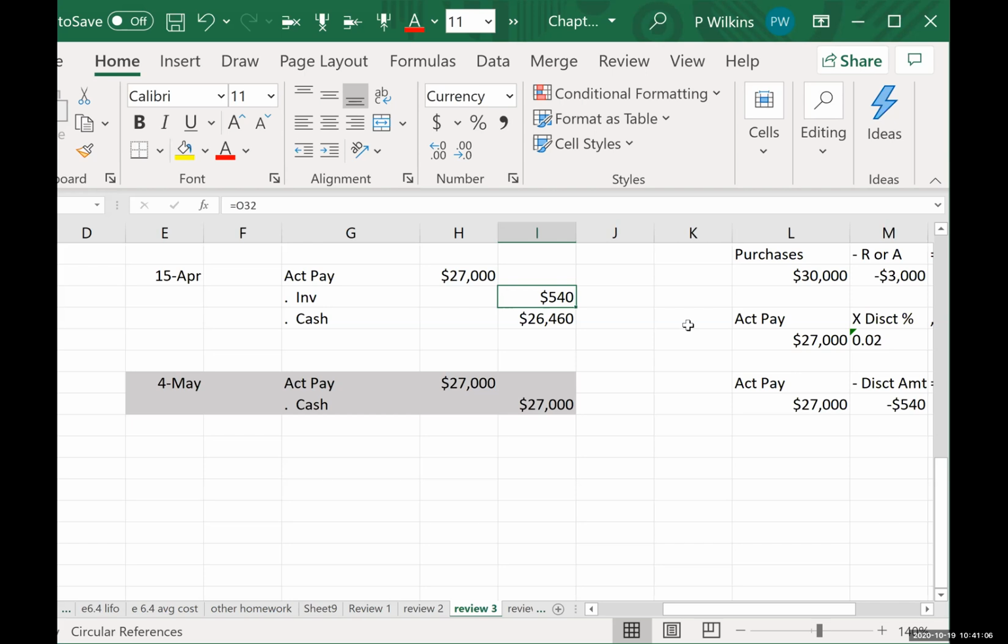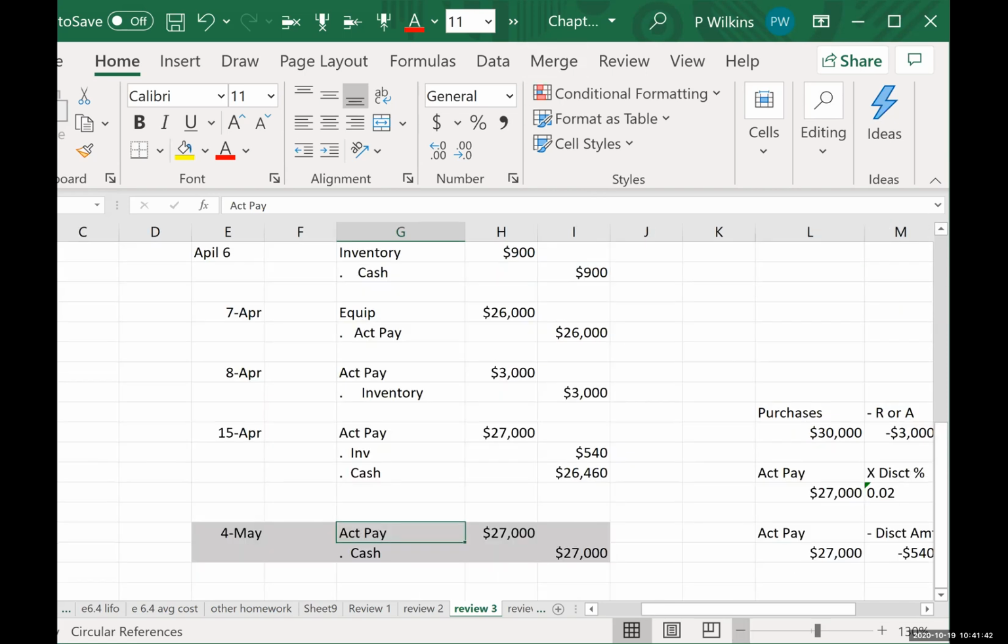Now we're going to go to B. And B says, assume that Tandy Company paid the balance due to Bueller Company on May 4th instead of April 15th. Prepare the journal entry to record this payment. Well, once you're past the 10 days, you don't get to take the discount anymore. So when you don't take the discount, your accounts payable number and your cash number are the same. So you're going to debit accounts payable for the purchases minus any returns or allowances, $27,000, and you're going to credit cash, $27,000.